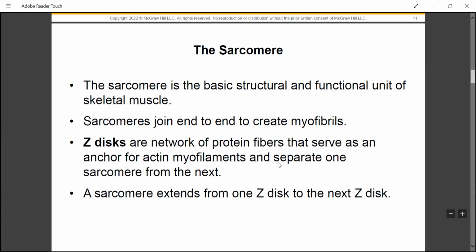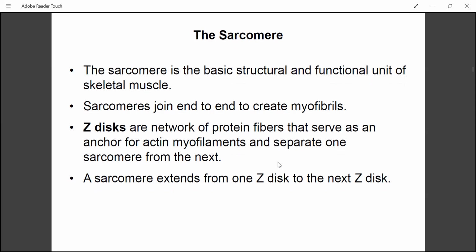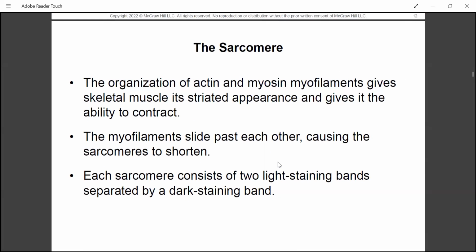So as I just said, our sarcomeres are the basic structural and functional unit of our muscle cell. Sarcomeres organized end to end from one another are what create our myofibril. Z discs are protein fibers that serve as our anchor or border for each sarcomere. I'll point that out when we get to our diagram in a second. One single sarcomere is going to extend from Z disc to Z disc. That's how we keep track of them.